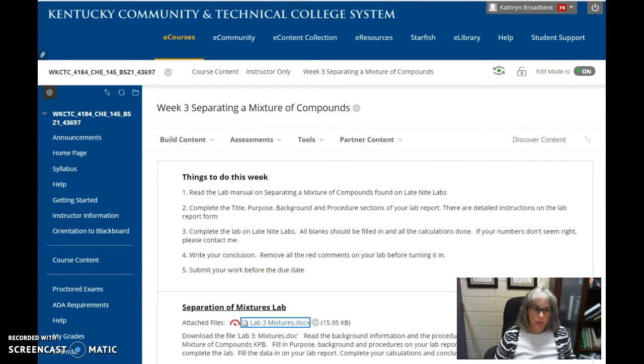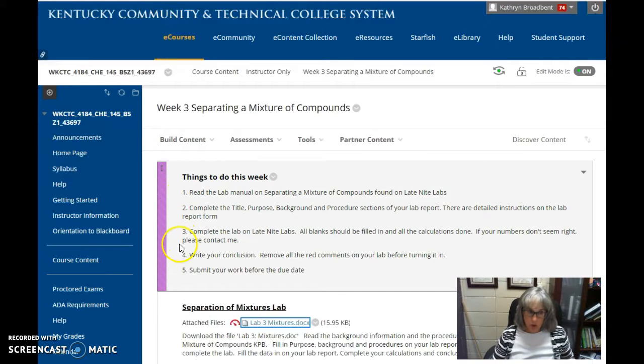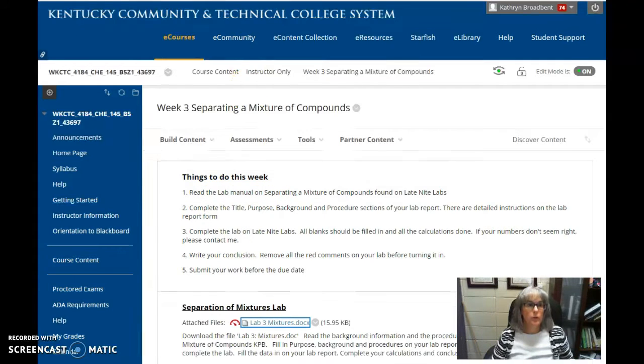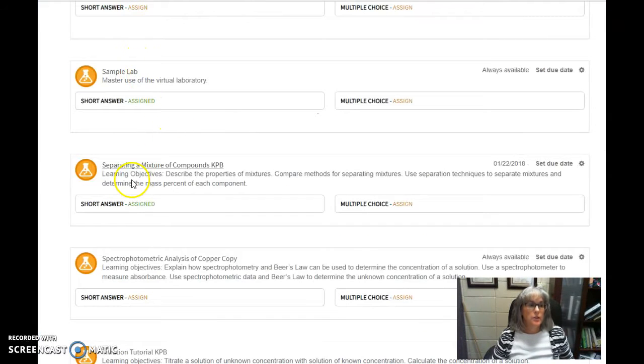We have arrived at week 3, separating a mixture of compounds. So you've got your list of things to do. You want to read the lab manual on separating a mixture of compounds found in Late Night Labs, and we'll do that one more time. Here's the Late Night Labs.